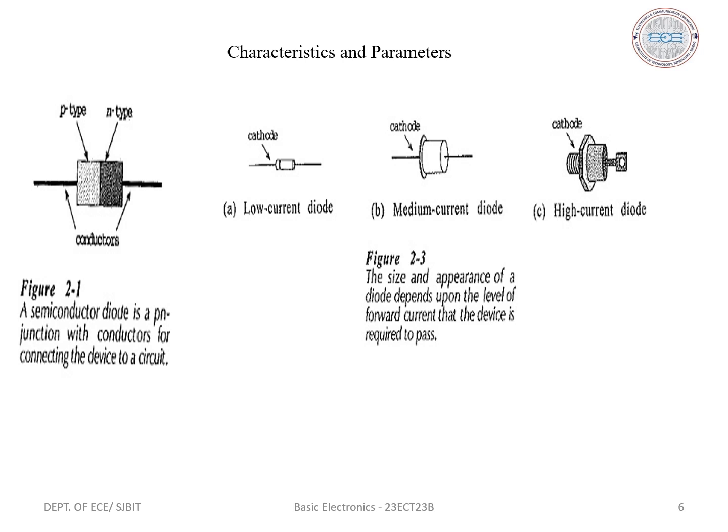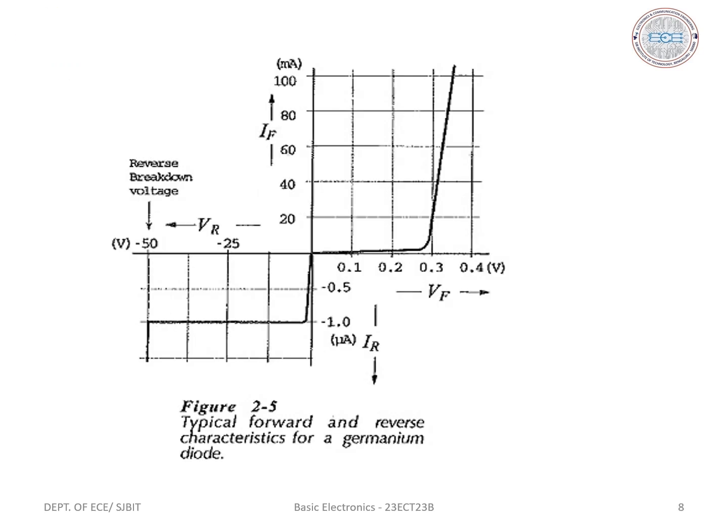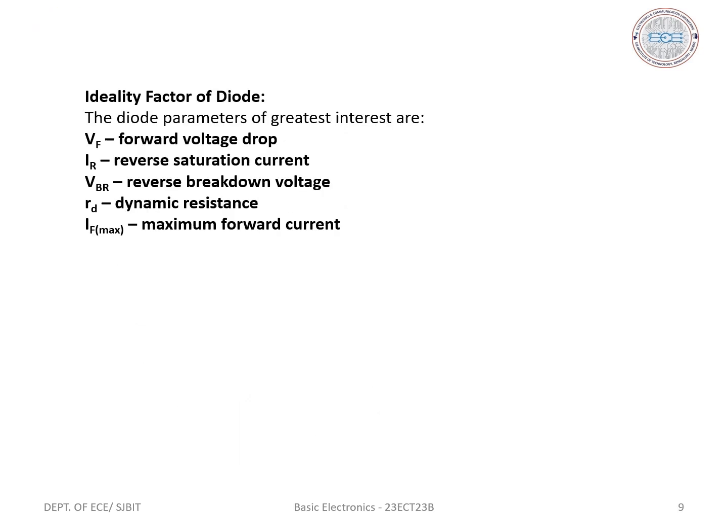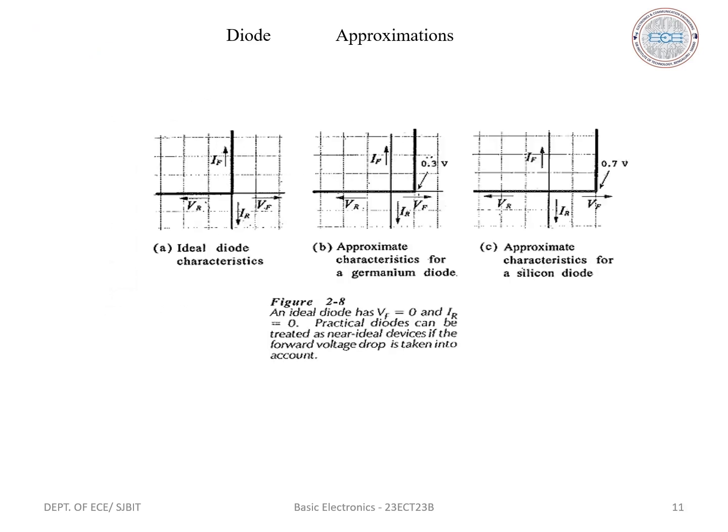Next, we have the characteristics and parameters. This is the typical forward and reverse characteristics of a silicon diode. Next, these are the ideal parameters of a diode. That is, the parameters of the diode are forward voltage drop, reverse saturation current, reverse breakdown voltage, dynamic resistance, and maximum forward current. Next, this is the determination of diode dynamic resistance from the forward characteristics.